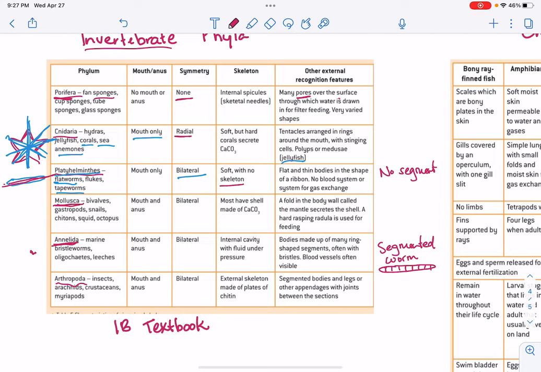Then we have mollusks. So these are your squid, your octopus, your snails. They also have bilateral symmetry. And then we have arthropoda, which are like our insects. So again, they have bilateral symmetry. They have an exoskeleton, segmented bodies, and joints between their sections. So it's insects, but also crustaceans, like your lobsters and crayfish, which are also arthropoda.